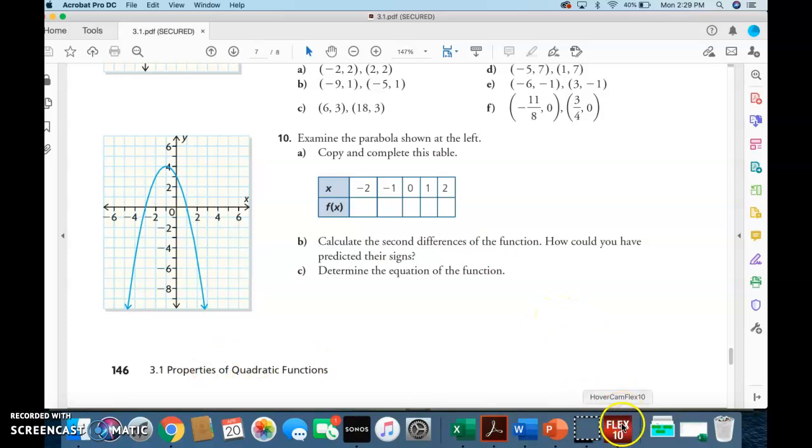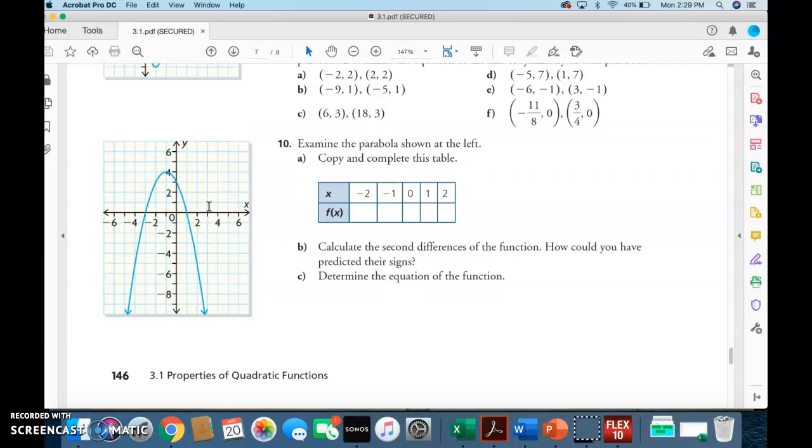Okay, the last part of number 10 is to determine the equation of the function. So to do that, I need to pick out a key point. And there's a couple key points, and I have two options. You've seen vertex form, which uses the coordinates of the vertex. You've also seen the factored or zeros form, which uses the zeros. I'm going to pick vertex form. I find it a little bit easier.